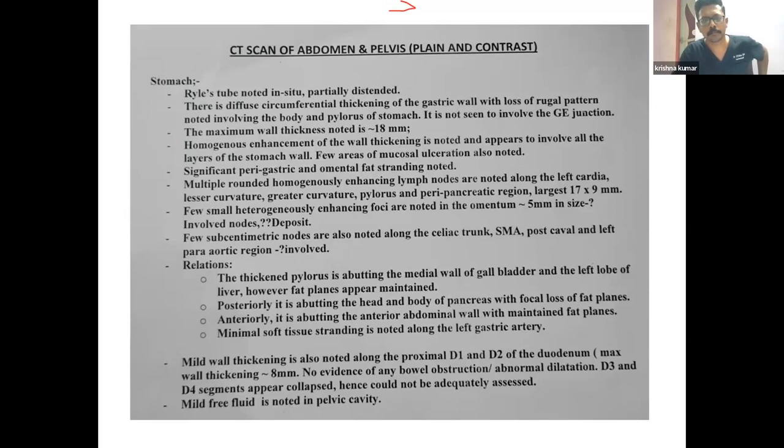D1 is from N1, node station 1, that is along the lesser curvature: 1, 3, and 5. Along the greater curvature, it is 2, 4, and 6, with 7, 8, 9 being the others. Those are stations. You have to say where the lymph nodes are draining from.